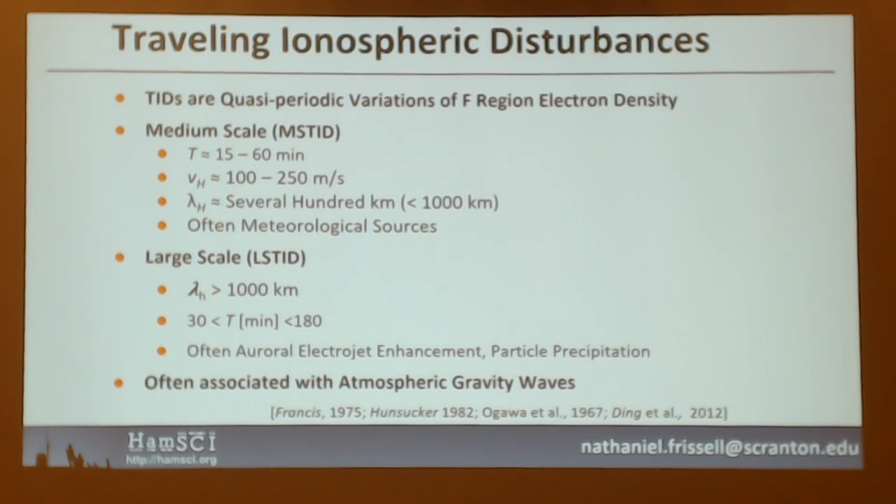up to the ionosphere. There's also large-scale traveling ionospheric disturbances, which generally have horizontal wavelengths of greater than 1,000 kilometers. They have periods between 30 minutes to 3 hours, and these are often associated with auroral electrojet enhancements, auroral activity, and particle precipitation, charged particles coming in from space. But both of these are associated with atmospheric gravity waves that are launched by the various sources. So you get gravity waves in the neutral atmosphere that then couple in with the ionosphere and cause these variations.